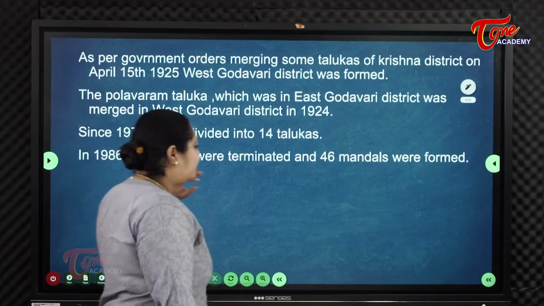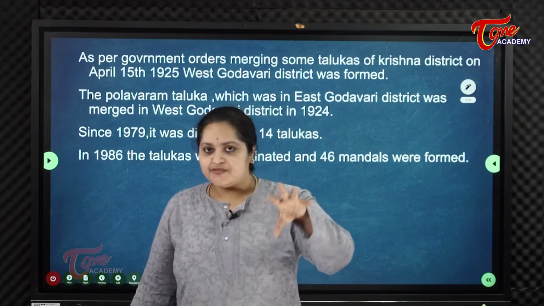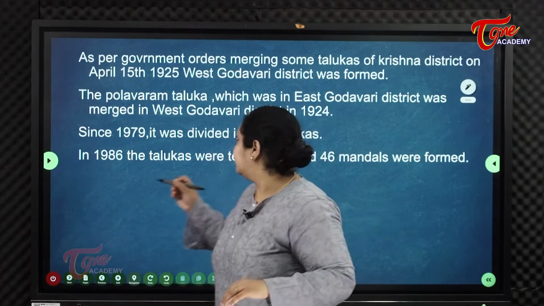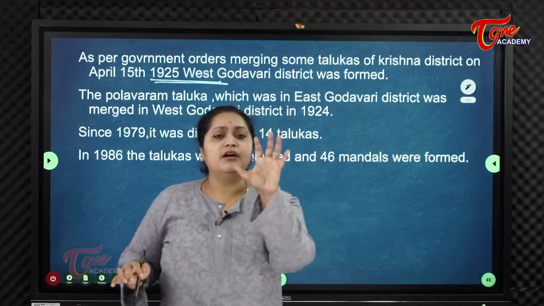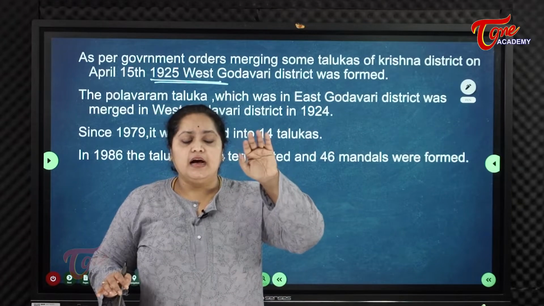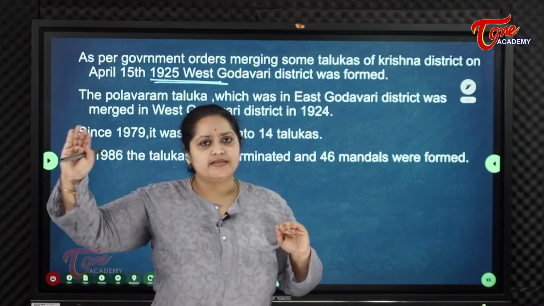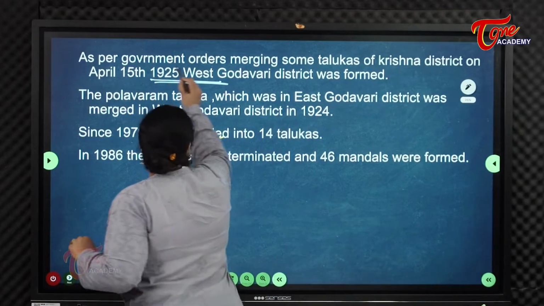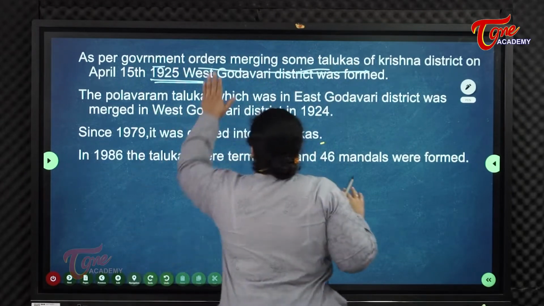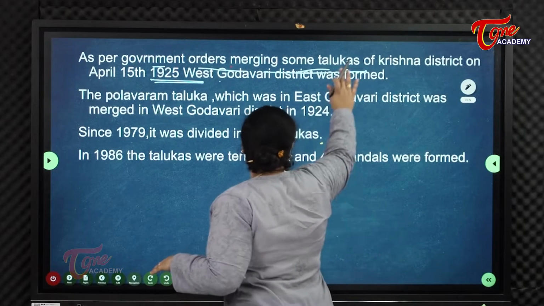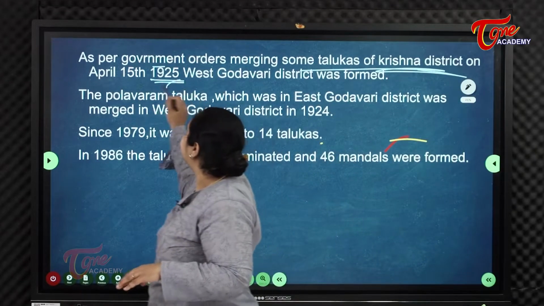If we look into the history of West Godavari, it was a part of the old Godavari district. It was formed in the year 1925, when it was bifurcated from the old Godavari district, and two districts of Godavari were formed: one is East Godavari, one is West Godavari. That is according to the government orders, by merging some talukas from Krishna district in April 1925.